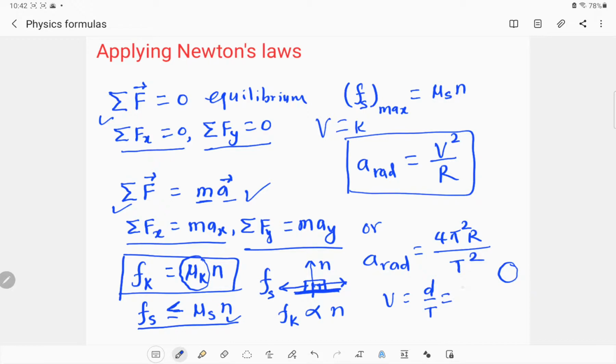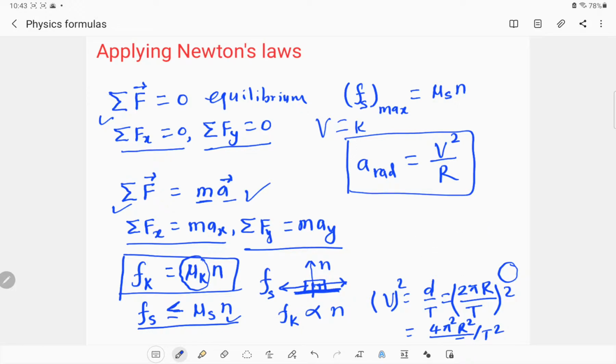What is the distance of the circle? Simply 2 pi R, where capital R is the radius of this circle, divided by T. That is the velocity. If we square this one, I can square the right hand side as well, and finally I will get 4 pi squared R squared divided by T squared. So if you insert this value in this equation, what will you get? You will get this equation. Let me write it down.